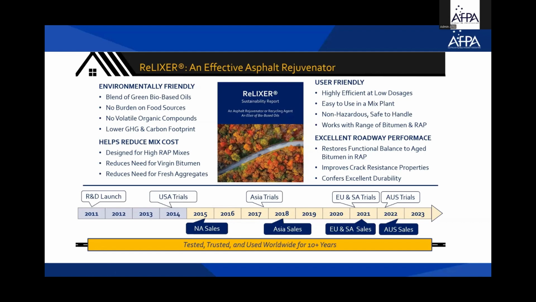What does it do? It restores the functional balance of properties in aged bitumen, in aged RAP bitumen. And by that, it means mainly improves fatigue resistance properties. It does all of that, but at the same time, it helps in reducing the amount of virgin bitumen loading into your mix. It helps with reduced virgin aggregates being added, and as a net result, delivers cost reduction. All our contractors, all our customers see some degree of cost reduction in high RAP mixes rejuvenated with Relixir compared to mixes made with no RAP or mixes made with low RAP.